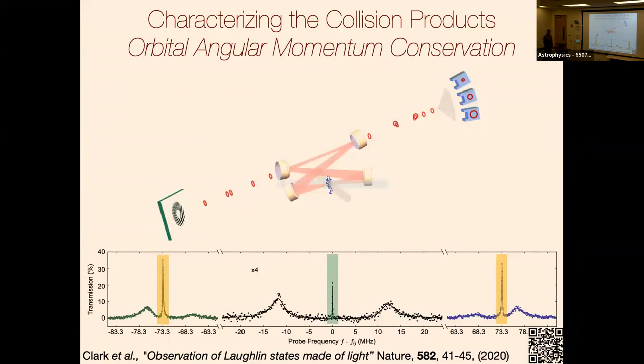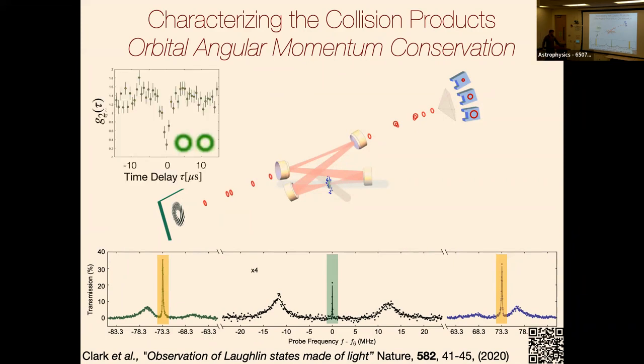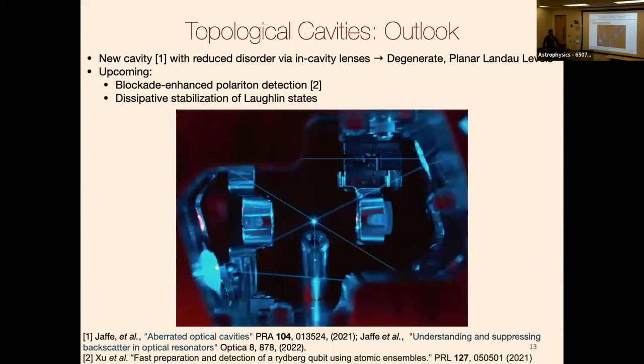Needless to say, we've made little Laughlin molecules, or pairs of photons orbiting each other, in this kind of a story. It turned out we had too much disorder in this initial model. And so we actually have a cool new cavity where we've replaced the curved mirrors with curved lenses that we can use to correct for aberrations in the cavity, because it turns out that aberrations in an imaging system correspond to disorder for electrons in a Landau level.